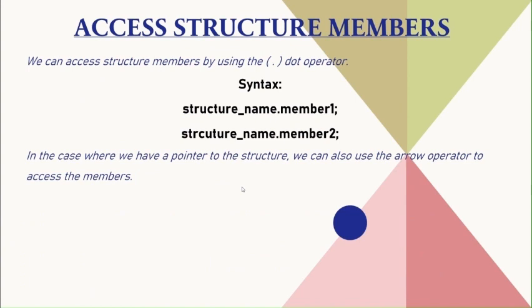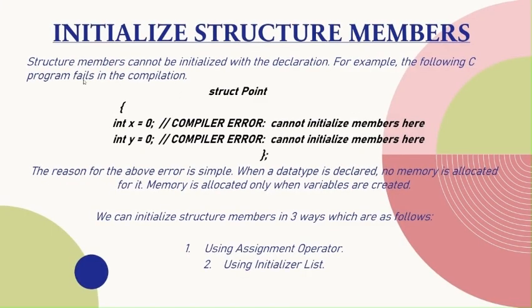So now, how to access the structure members? We can access the structure members by using the dot operator. The syntax is: structure name dot member1, structure name dot member2. In the case where we have a pointer to the structure, we can also use the arrow operator to access the members. Now let's see the initialization part of the structure members.